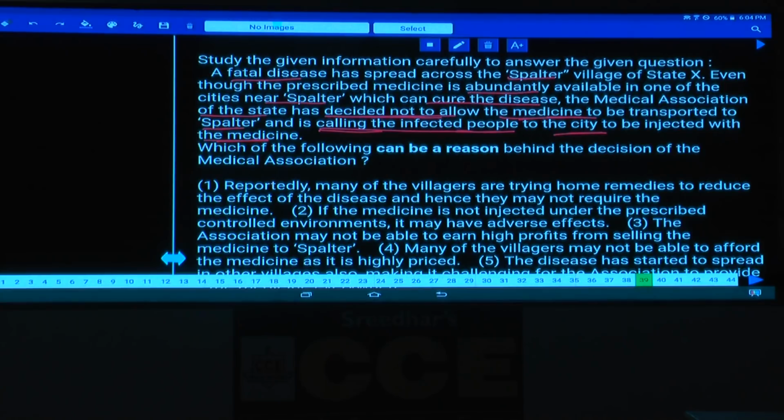And what could be the reason behind this? ఎందుకు అలా చేశారు చెప్పండి? Can be a reason. Whether this is advantage or disadvantage to the affected people? డిసడ్వాంటేజ్. వాళ్ళకి ఇంకా కష్టం అవుతుంది, ఇంకా కష్టమైన వాళ్ళు ఎందుకు ఆ డెసిషన్ తీసుకున్నారు?